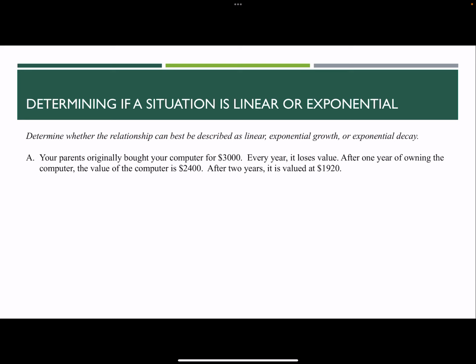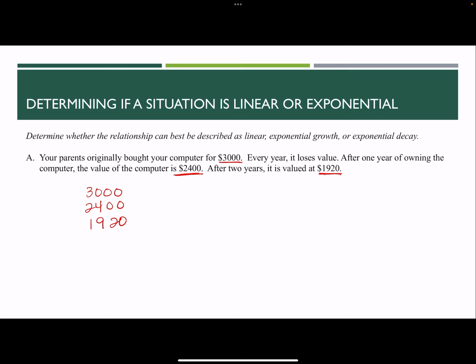So when I think about like explanatory and response or independent and dependent variables, the year is going to be my independent or my x variable, and the cost is going to be the dependent or the y variable. So my three costs that I'm focusing on are these three numbers right here. So 3,000, 2,400, and 1,920. So I need to figure out if I can add or subtract or multiply or divide by the same number every time to get to each of the next numbers.